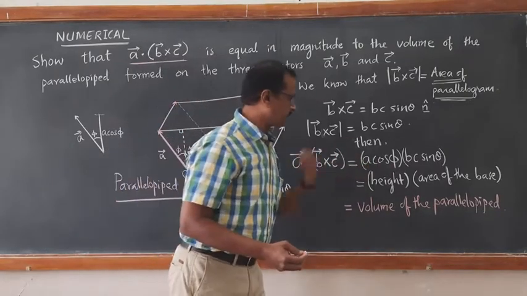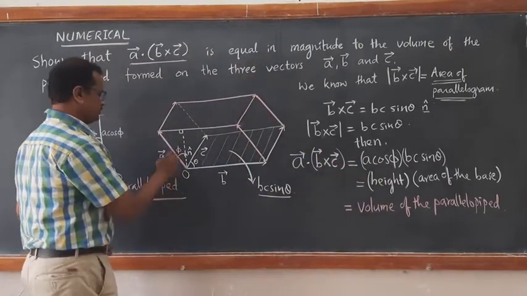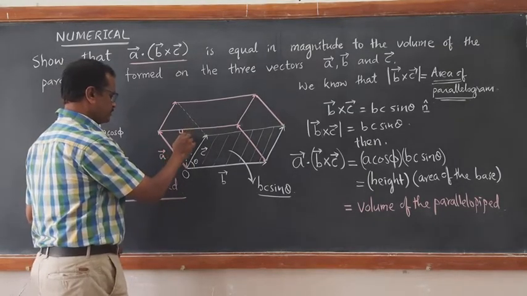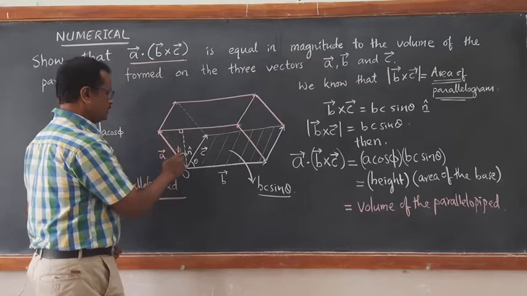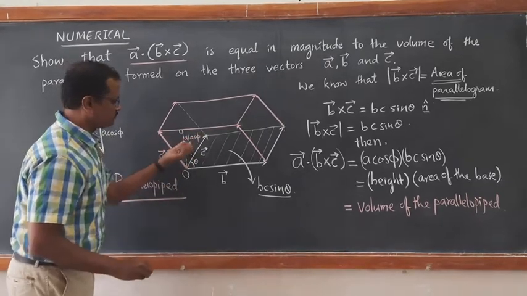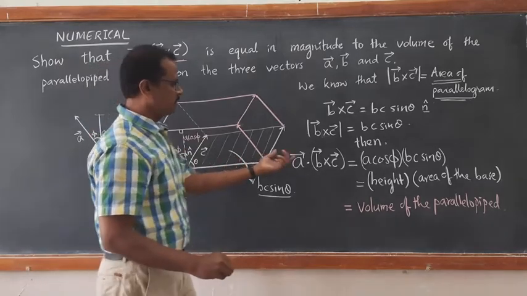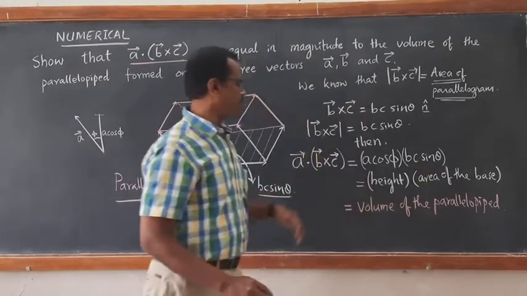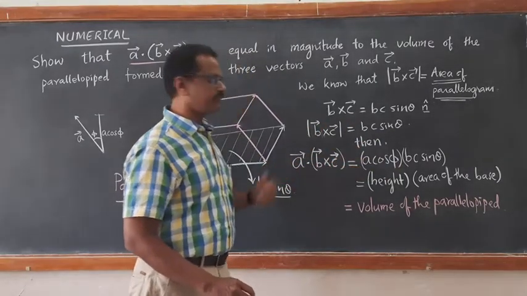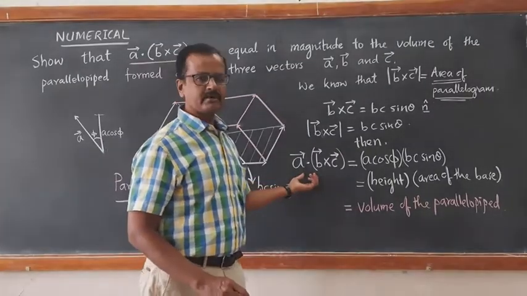So that height I have calculated. Height is calculated using this vector. This perpendicular which I have drawn, this perpendicular is A cos phi. So perpendicular A cos phi multiplied by area gives us the parallelepiped. A cos phi, how did I get that? I got it from this definition of the scalar product.